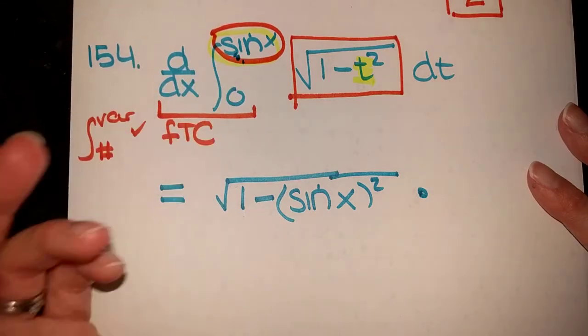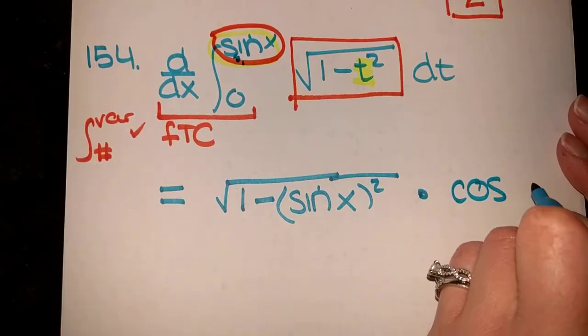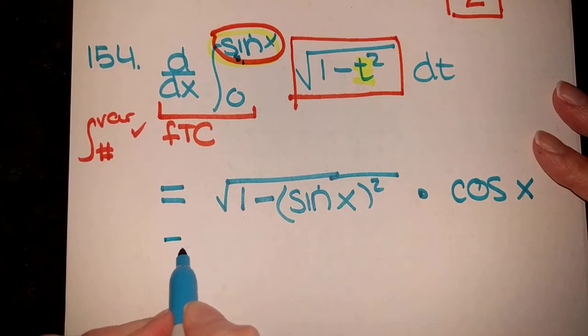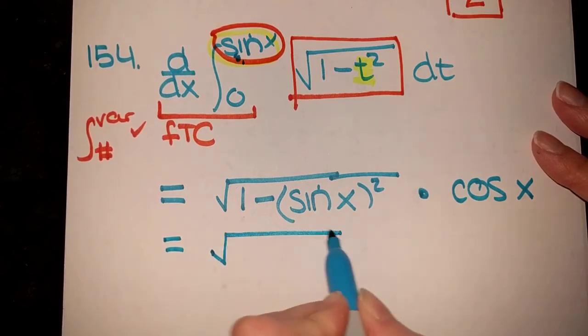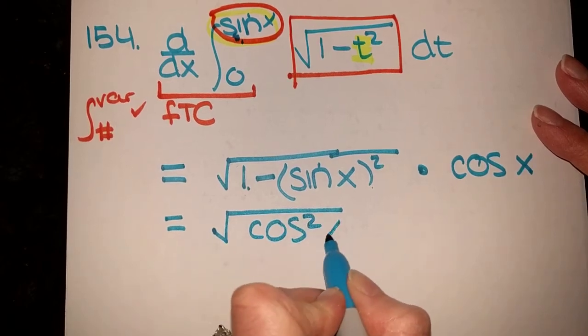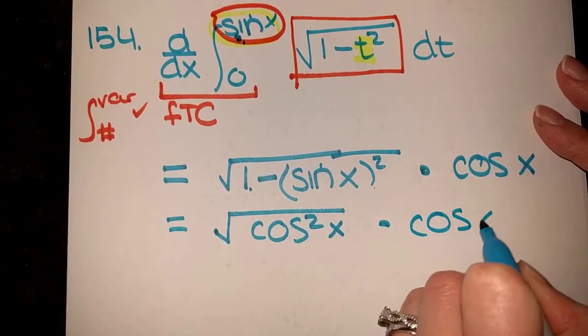So the derivative of sine x is just going to be cosine x. All right, where can we go from here? You can simplify this, because this 1 minus sine squared is the same thing as cosine squared x, times cosine x.